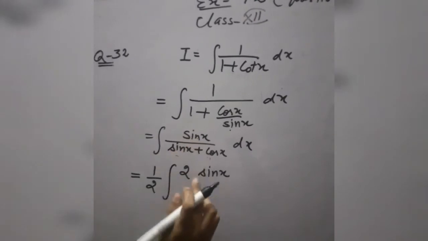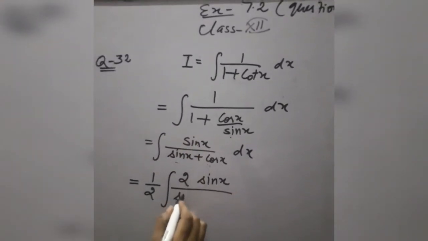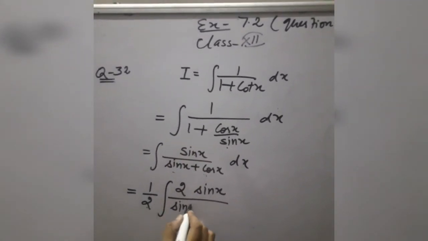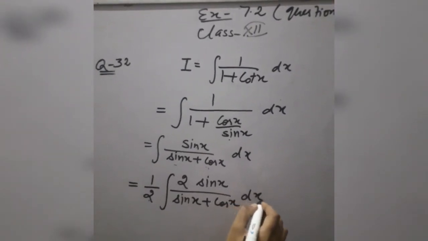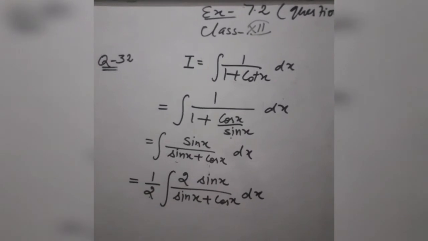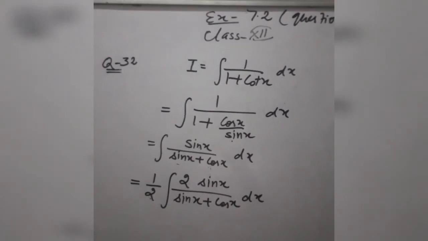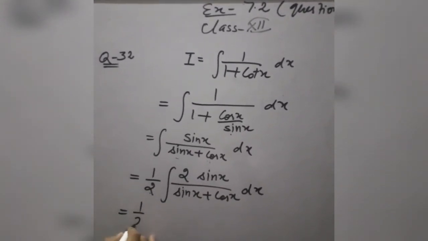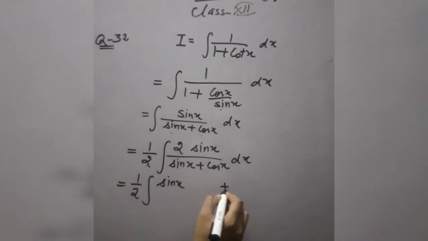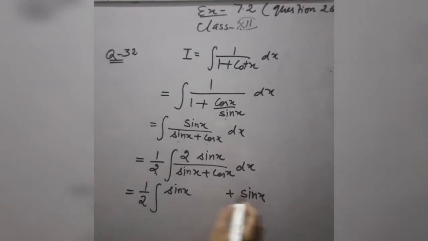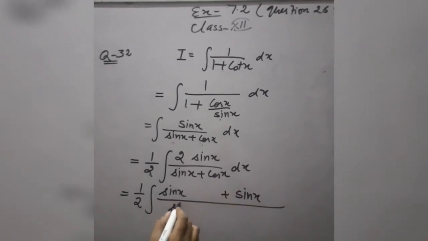This 2 multiplied with sin x becomes 2 sin x, and this 2 taken outside the integration becomes 1 by 2, because when you multiply and divide by the same number, the result will remain the same. Now see, this 2 sin x can be written as sin x plus sin x, because sin x plus sin x is equal to 2 sin x.